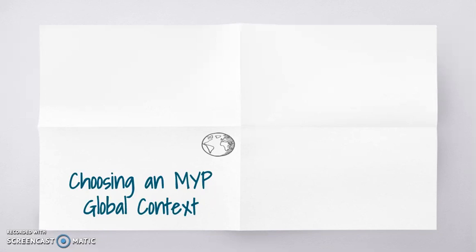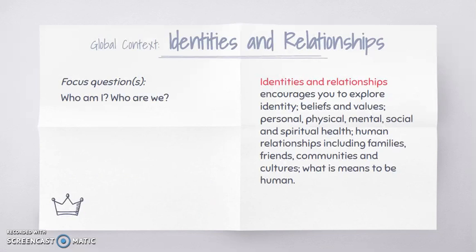We'll now look at choosing an MYP global context. The MYP global context consists of six contexts for learning. So the first is identities and relationships. And the focus question is, who am I and who are we? Within identities and relationships, you're encouraged to explore identity, beliefs and values, personal, physical, mental, social and spiritual health, human relationships including families, friends, communities and cultures, and what it means to be human.